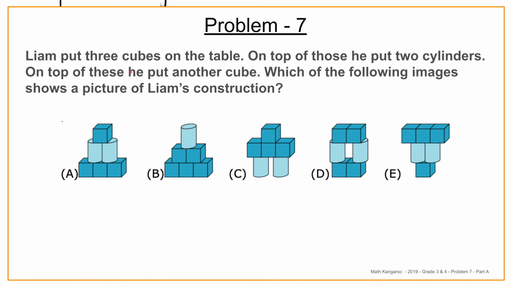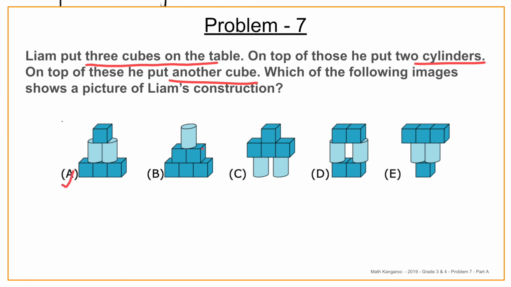Problem 7. Liam put 3 cubes on the table. On top of those, he puts 2 cylinders. On top of these, he puts another cube. Which of the following images shows a picture of Liam's construction? So Liam puts 3 cubes on the table and then he puts 2 cylinders, and on top he puts another cube. So this seems like the correct answer.